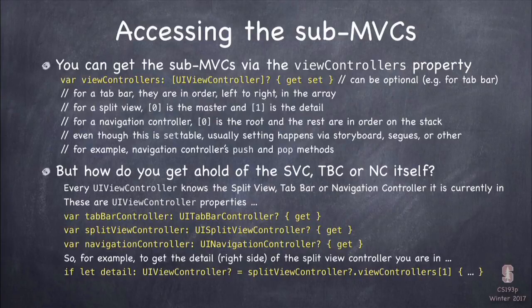For example, if you're the master in a split view, you can find your detail MVC by saying, what's the split view controller I'm in? Get its viewControllers. Look at viewControllers sub 1, because that's always the detail. You see? So I just quickly went up and over and got it. And I use the question mark, the optional chaining there, because I might not be in a split view controller. Then it will return nil for my detail, which is fine, because if I'm not in a split view controller, obviously there's no detail.